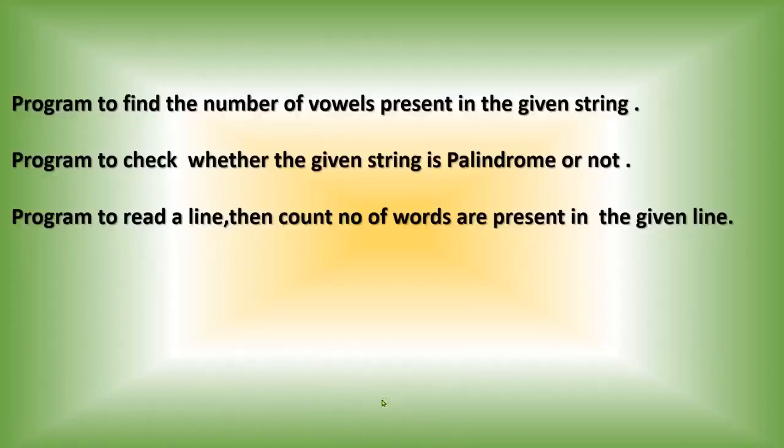Program to check whether the given string is a palindrome or not. What do you mean by palindrome? Did you hear about this word palindrome anywhere? When you studied for loop and while loop, we studied about palindrome. It is a number palindrome. That means if a number is the same as its reversed number, then we call it a palindrome.